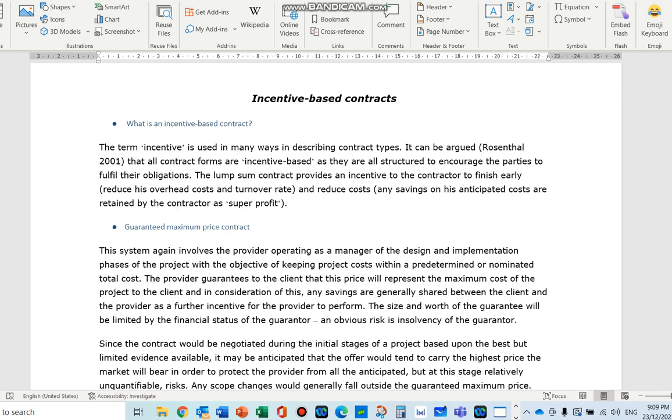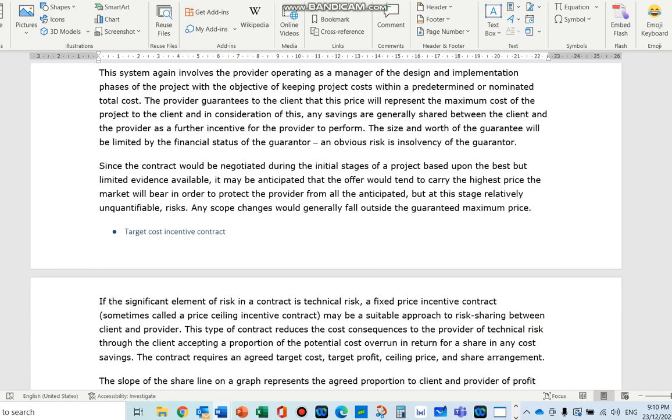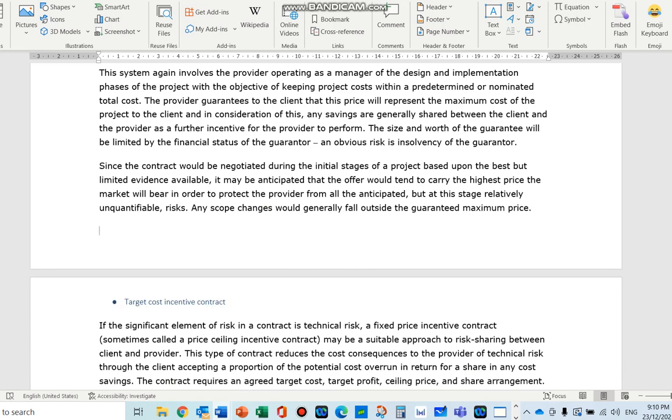So guaranteed maximum is like you're getting the contractor to sign the price that is the highest level possible, and then you go down from there. Then they will give you incentives based on the savings that you get at the end of the day. So they will give you a ceiling price, like you won't go more than that. So you want that as a certainty.